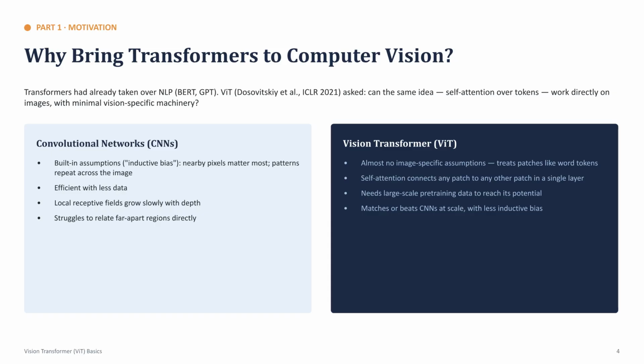Convolutional networks come with built-in assumptions. Nearby pixels matter most, patterns repeat across the image, which makes them efficient with less data, but their receptive field grows slowly, so relating far apart regions takes many layers. ViT drops almost all of that. Self-attention lets any patch connect to any other patch in a single layer. The trade-off is that ViT needs a lot more data to learn those patterns from scratch, but given enough scale, it matches or beats CNNs.